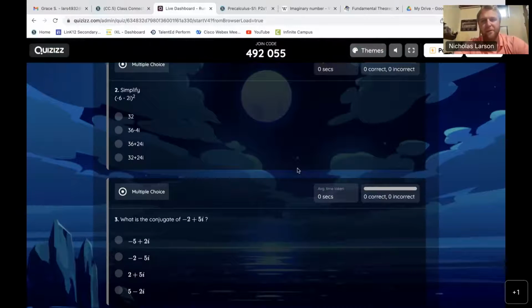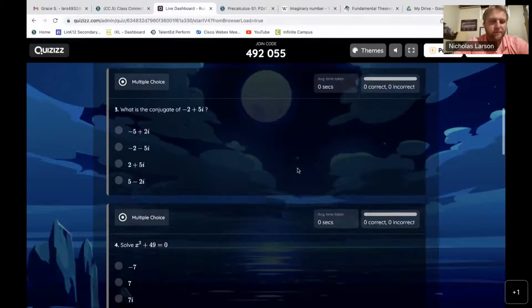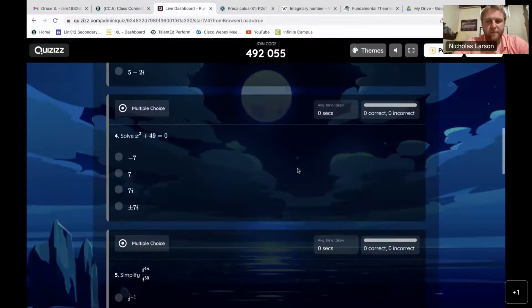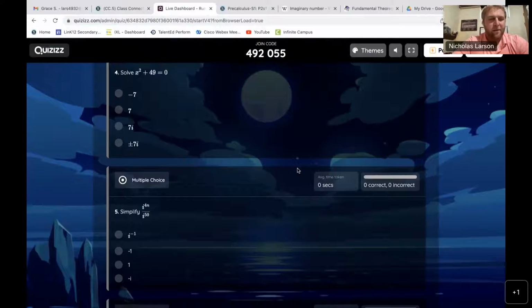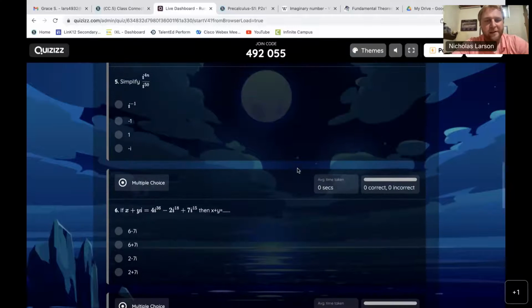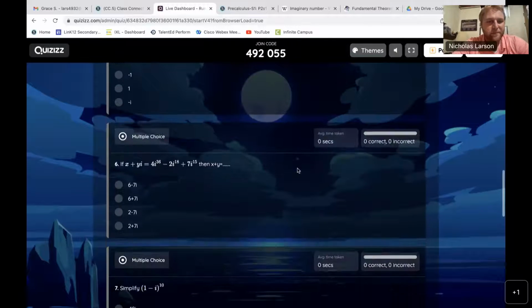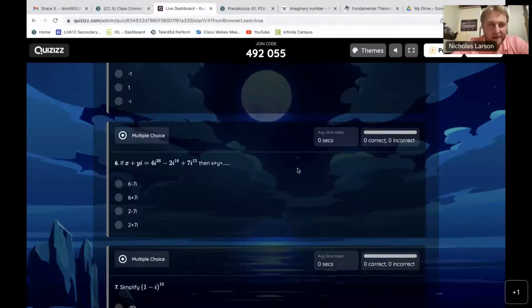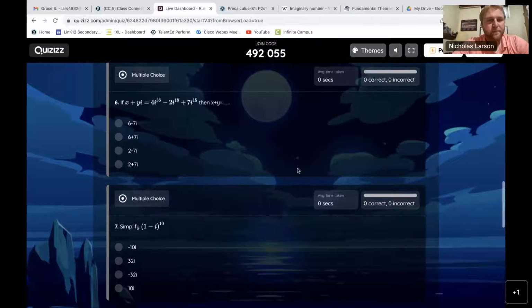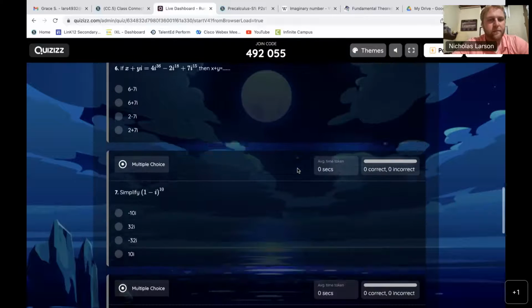Remember, i squared equals -1. And remember, you cannot take the square root of a negative number unless it is imaginary, because a negative times a negative equals a positive in the real numbers.